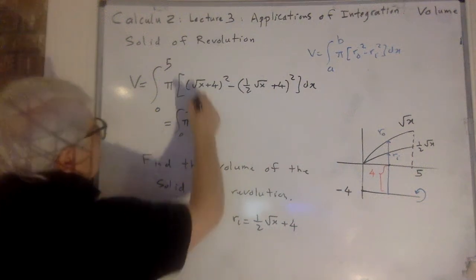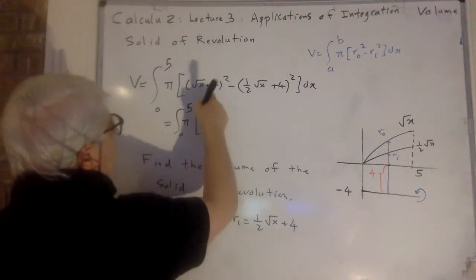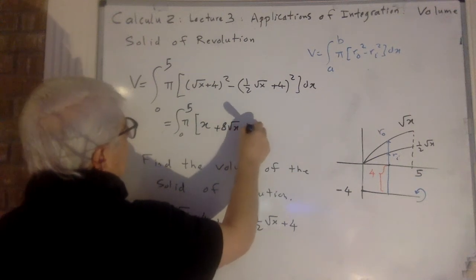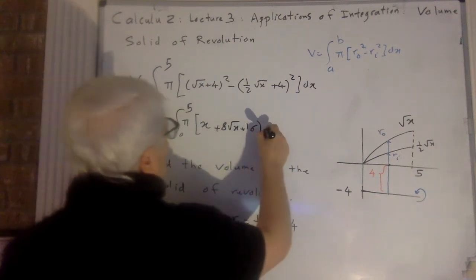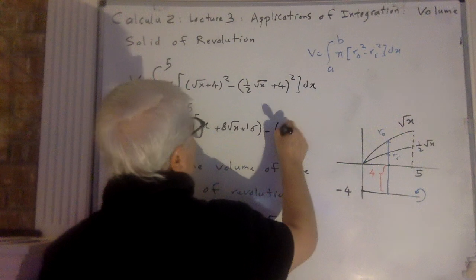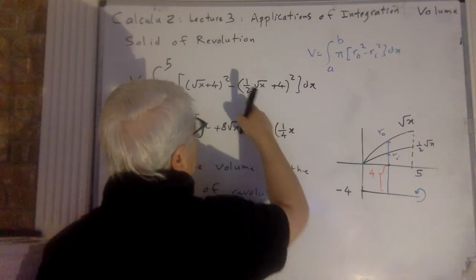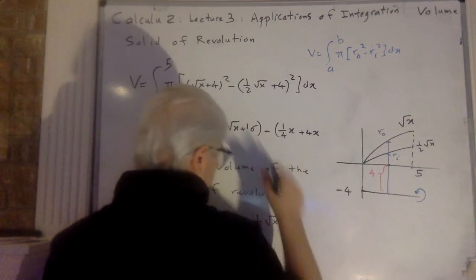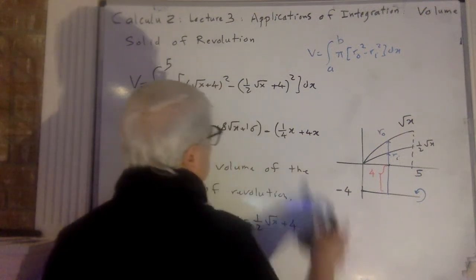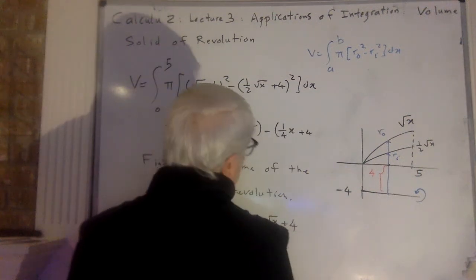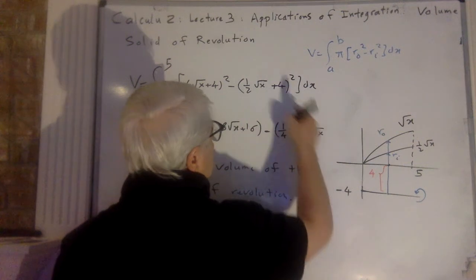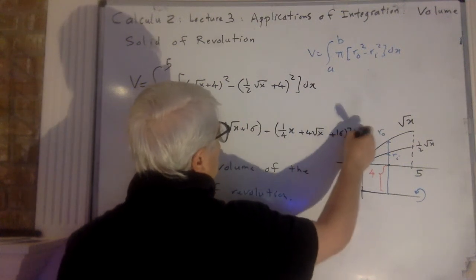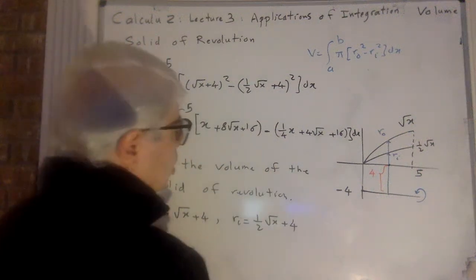Square this thing: square root of x squared is x, 2 times this times this is plus 8 square root of x, plus 16, minus. This one will be 1/4 x. Twice this times this will be 4 square root of x, sorry. And 4 squared is plus 16, dx. Don't integrate.